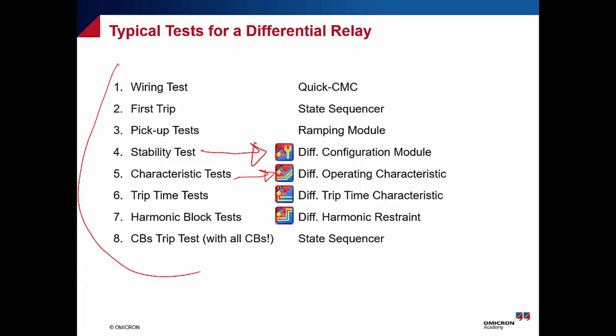Okay, let's go back here for the trip time test. For the trip time test, as we see, to check the trip time we inject the differential points, which should lead to the differential trip, and the test module will get the trip and give you the trip time. And point number 7 here represents the harmonics block test against the second harmonics and the fifth harmonics, based on the relay setting as well.